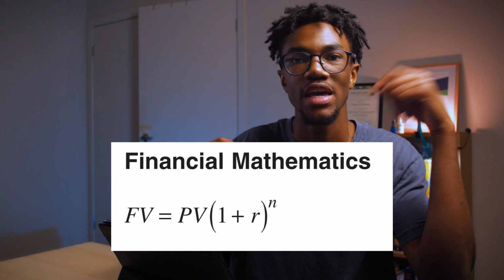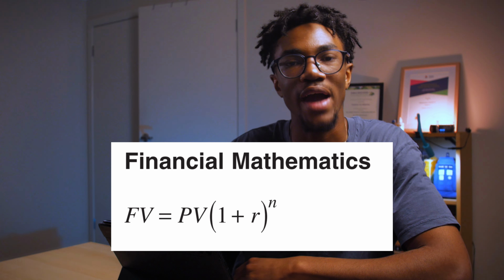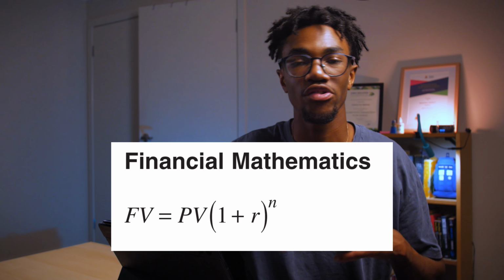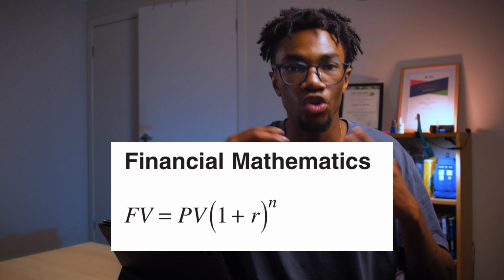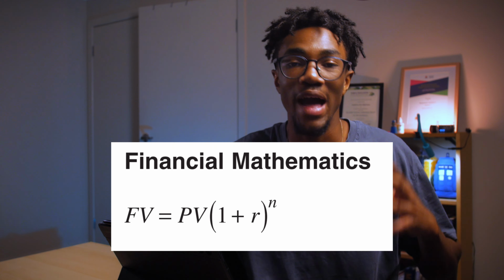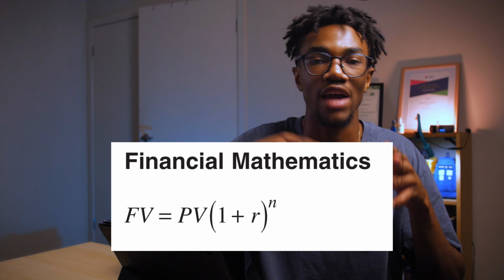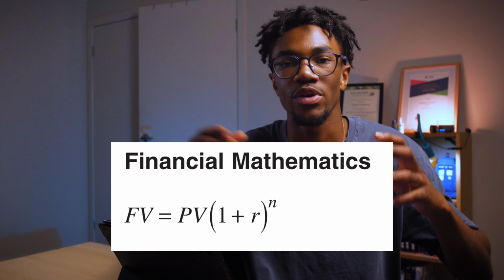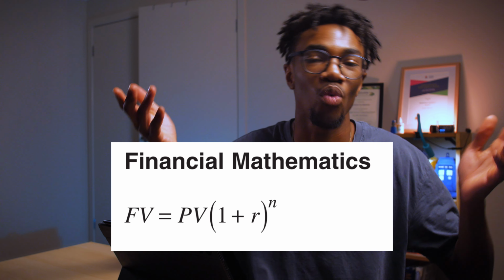It's FV equals PV brackets 1 plus R to the power of N. Essentially, FV is the new amount that will be in your savings account. PV is the amount you're going to put into your savings account originally. R is the rate. And N is the period. It could be years, months, whatever. So let's get into some questions.